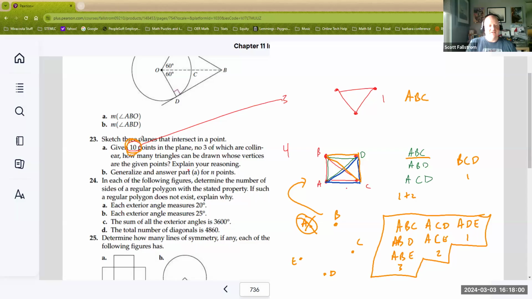So if I wanted to do that for 10 points, I could simply write out, I see the pattern now. I don't have to keep doing it. Use the recursive nature of this.